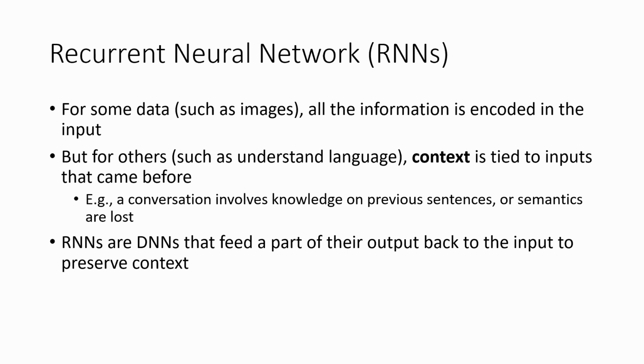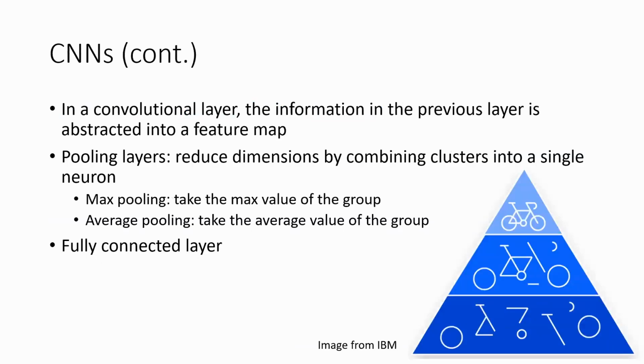RNNs are neural networks that actually feed back into themselves. So when we think about language, language has context or semantics that are connected to the previous sentence. So if I have a conversation with someone, the sentence that I say before and the context of the things that we've discussed matters to what we say in the future. So with what we had so far, let me go back real quick.